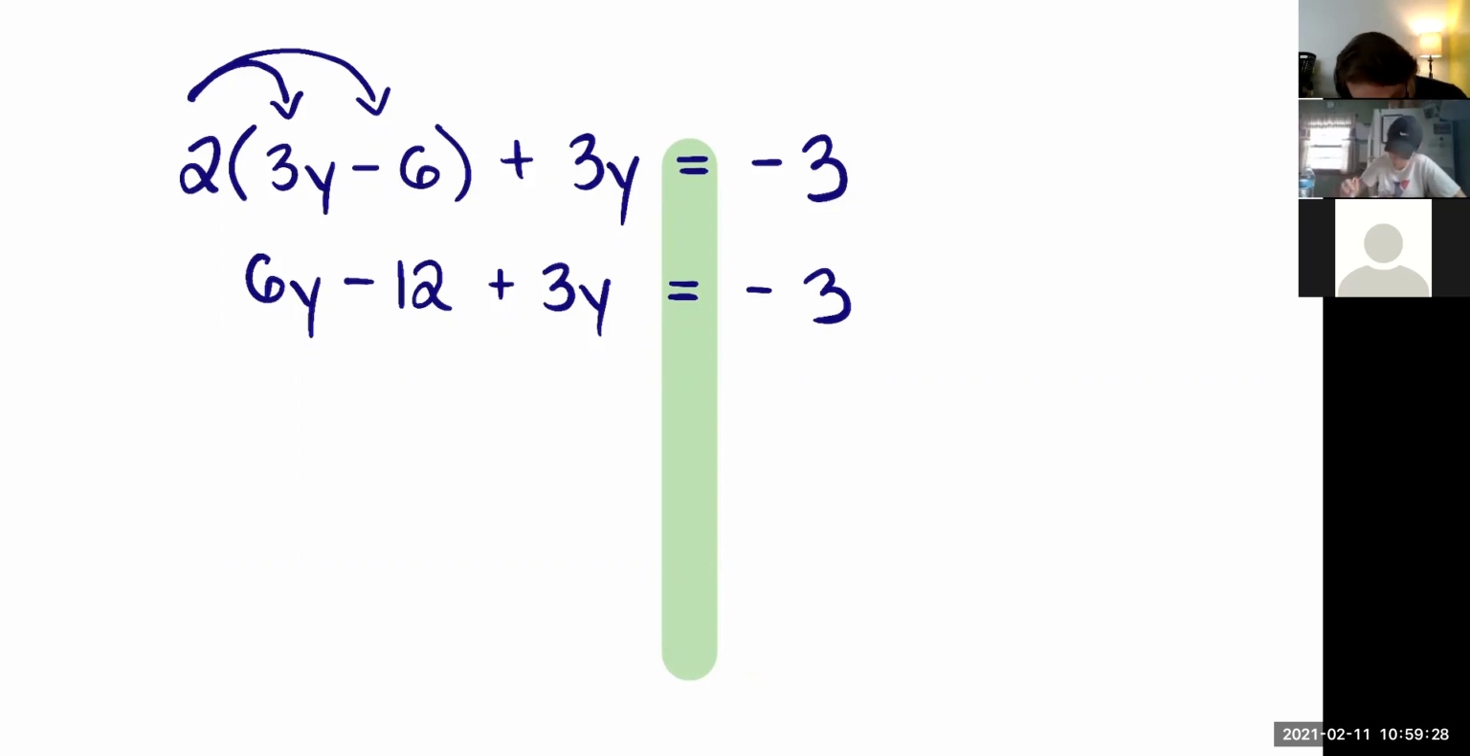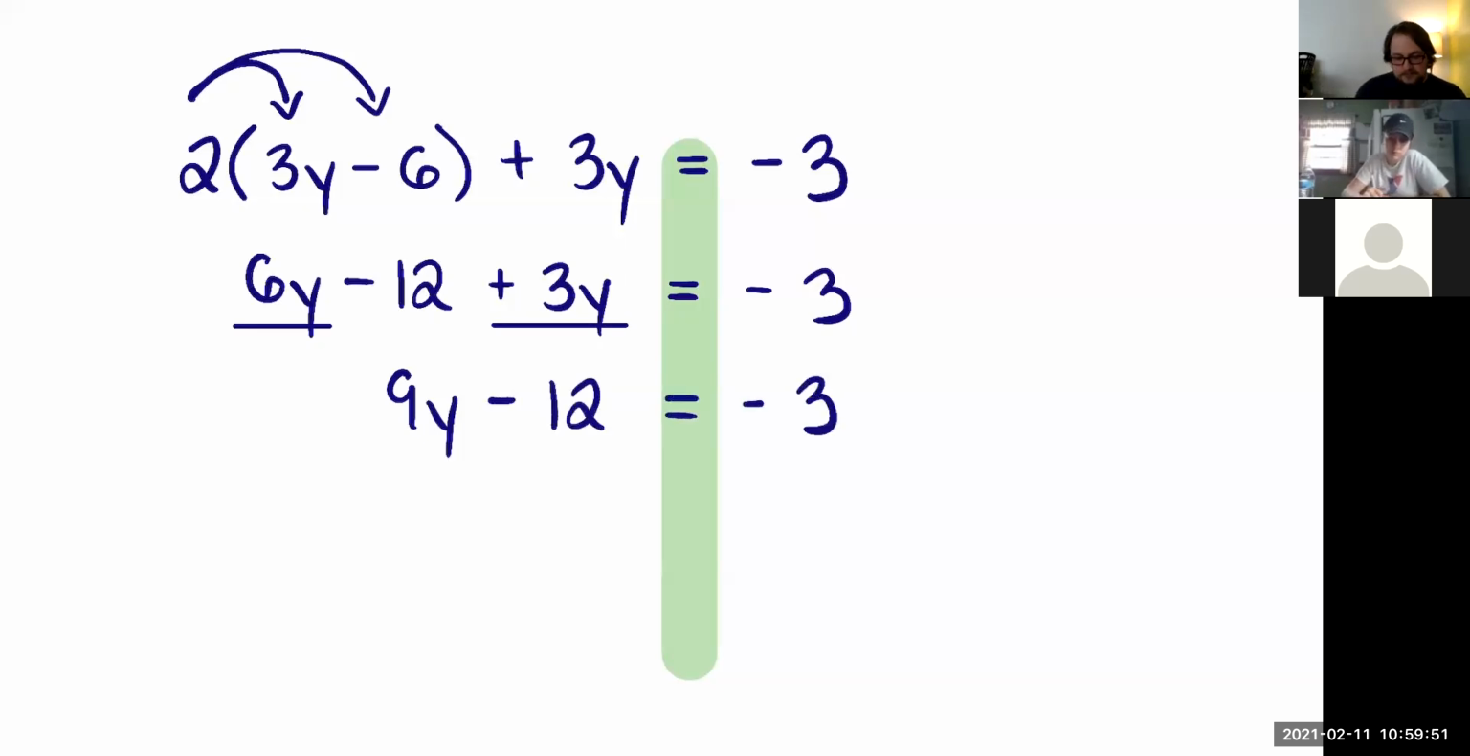6y and the 3y. So remember, like terms, because they're already on the same side, I don't want to do any opposite sides. No fancy moves here. Just combine them as they are. So what does 6y and 3y make? 9y. Now, I didn't touch that negative 12, so I still need it. So I'm bringing it on down along with my equal sign, along with my negative 3.